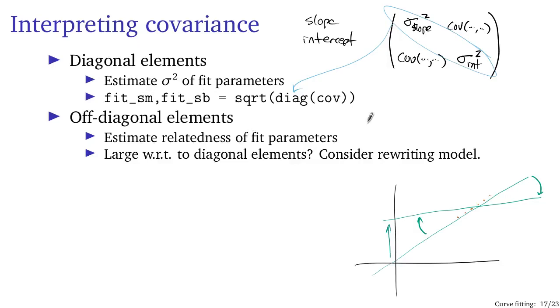The off-diagonal elements, like I said, are related to how these fit parameters are coupled. If I can improve the fit with a bad slope by changing the y-intercept. Now, if this is very large compared to your diagonal elements, if your fit parameters are tightly coupled, if the covariance is very close to or comparable to or even larger than the variance of your parameters themselves, well, then you've got a problem and you need to consider rewriting your model.